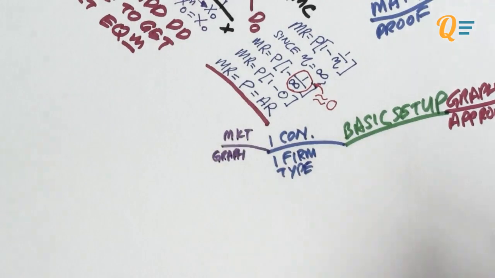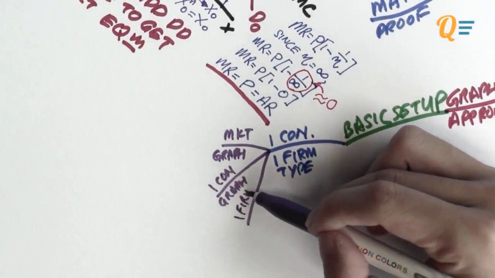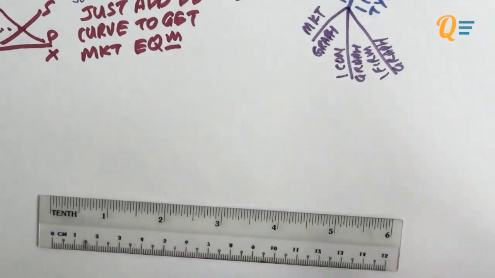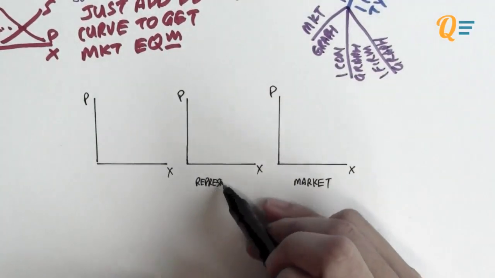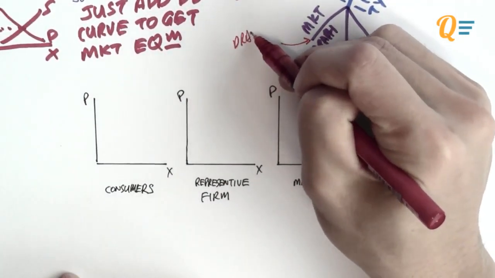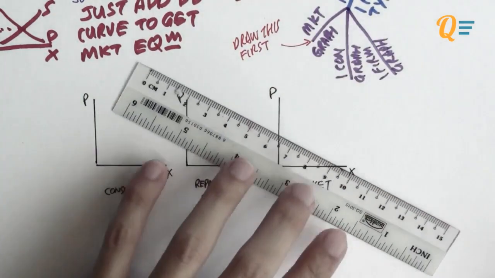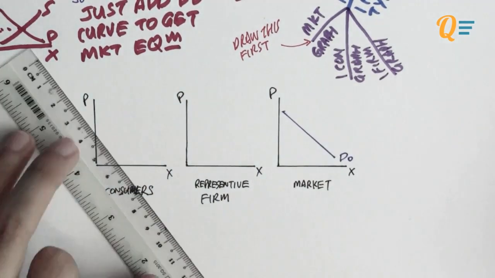You're going to need one market graph, you're going to need one type of consumer graph, and lastly, you're going to need one firm graph. So this is the basics. This is the easiest, simplest scenario that you can get. So I'm just going to draw 3 graphs with price and quantity, one for each of the entities that I just mentioned above. What I would recommend is that you draw the market graph first, because the market graph is going to derive the most important thing, which is your price.